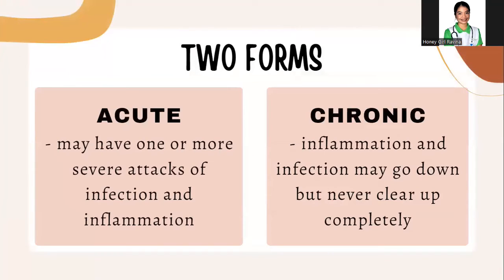There are two forms of diverticulitis, namely acute and chronic. In acute, a person may have one or more severe attacks of inflammation and infection, while chronic is the inflammation and infection that may go down but never clear up completely.